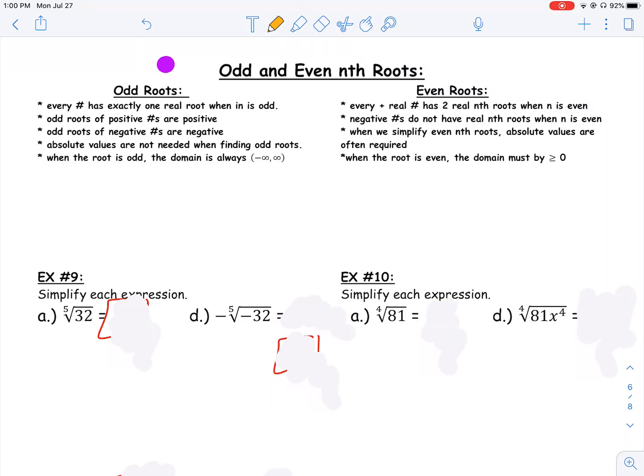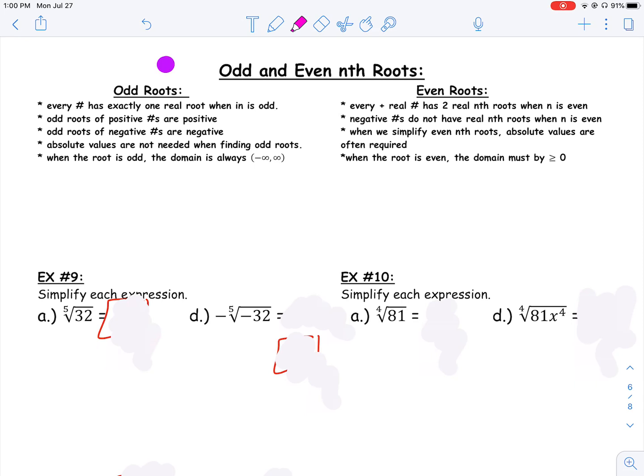All right, we've talked about even roots and we've talked about odd roots. We've talked about square roots, fourth roots, sixth roots. We've talked about cube roots, fifth roots, and so on. And there are a couple of different rules we have to be careful of when we have odd versus even roots. Now, if we have odd roots, there's exactly one real root when the root is odd.